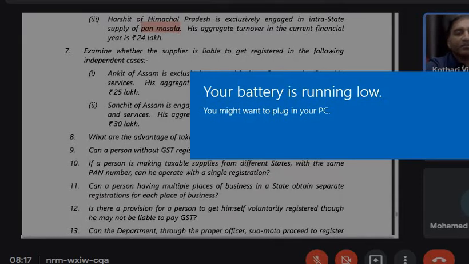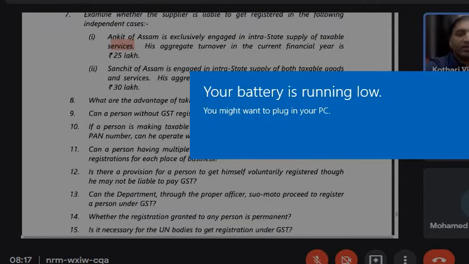Ankit of Assam is exclusively engaged in intrastate supply of taxable services. His aggregate turnover in the current financial year is 25 lakh. Whether he has to register? Yes. Why? Because he is providing service of more than 20 lakhs, so he is liable for registration.